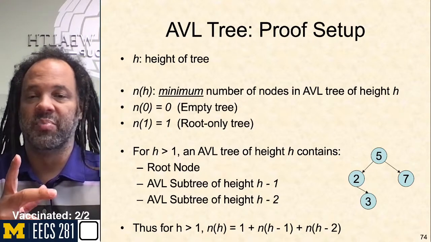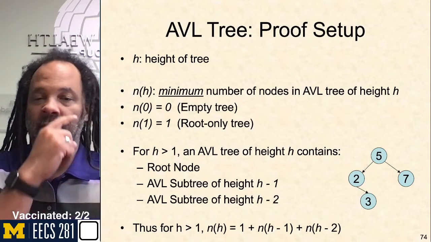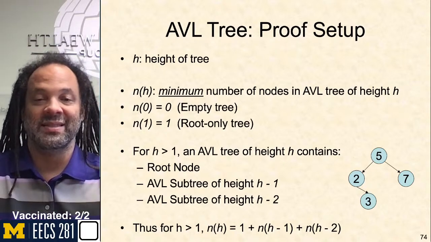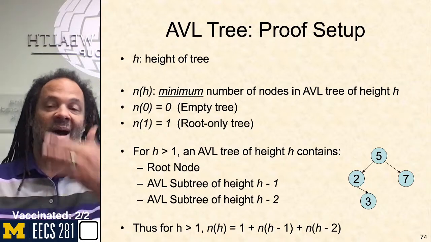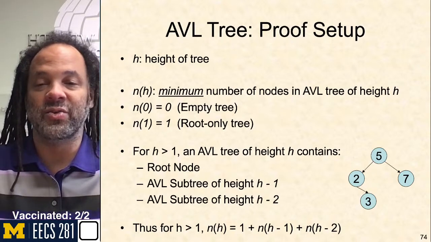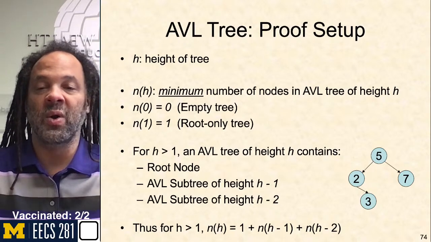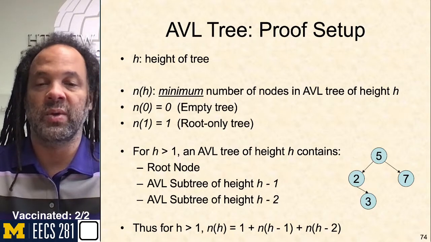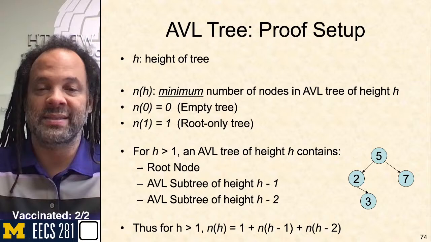Our base cases are pretty easy. Obviously, the minimum number of nodes in a tree of height 0 is 0 because it's an empty tree. How about when the height is 1? Well, there's only one way to get a height 1 tree anyway. That's with a single node. So the number of nodes in a tree of height 1 would have to also be 1. So there's a couple of base cases.